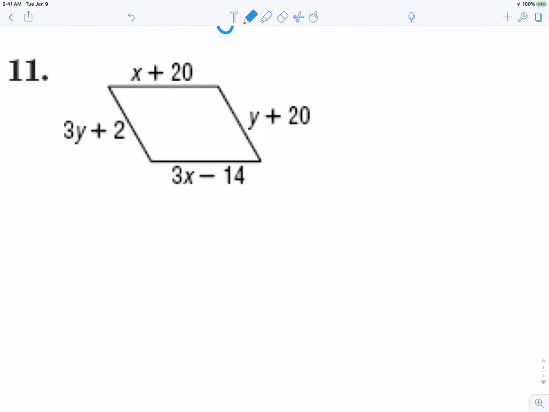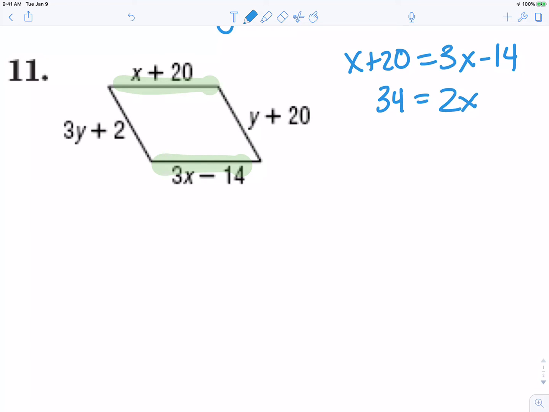Alright, number 11. Again, opposite sides are congruent to each other, so x plus 20 is equal to 3x minus 14. Subtract x from both sides, add 14 to both sides, and we get 34 equals 2x. Divide by 2, x is 17.